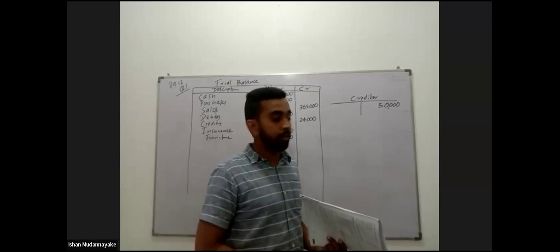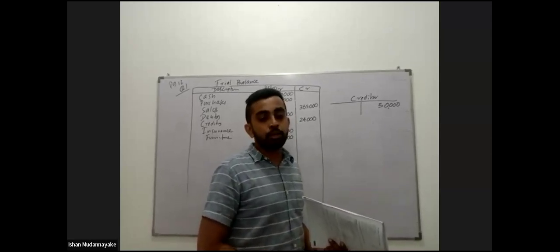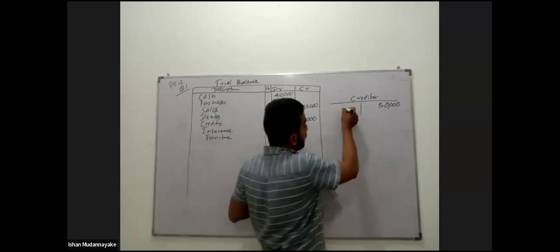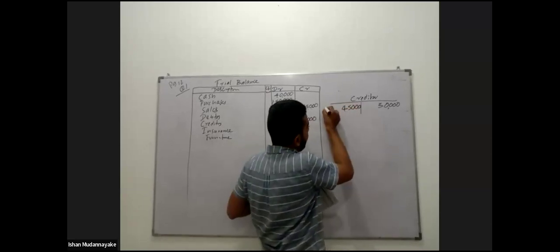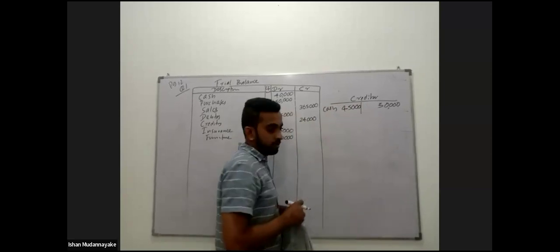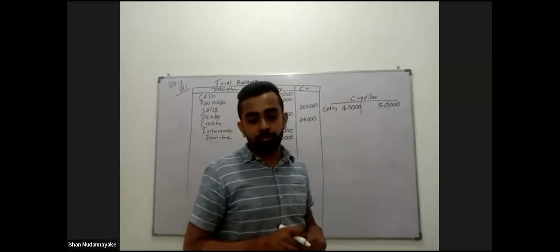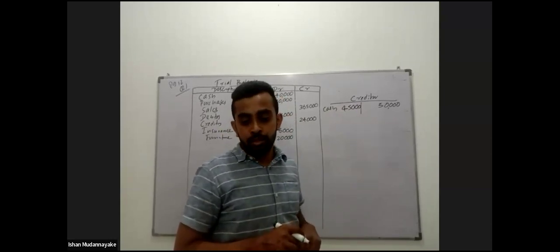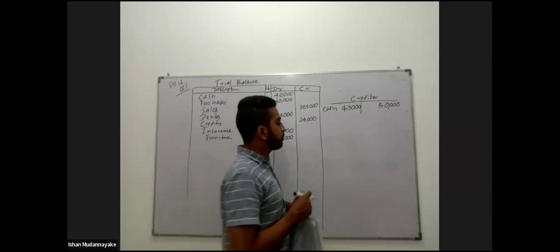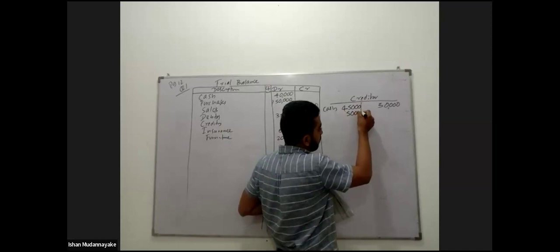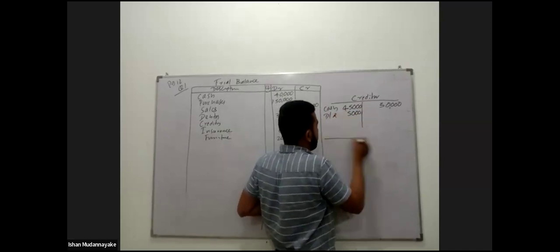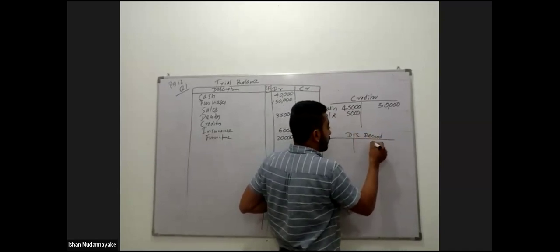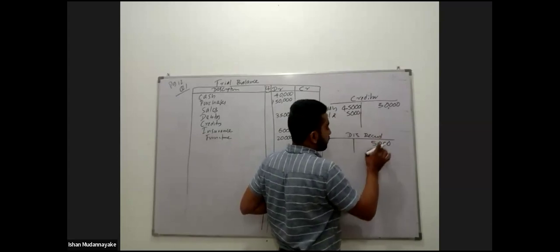Then 50,000 into 10%, how much? 5,000. Then 50,000 minus 5,000 is 45,000. You paid only 45,000. Then creditor account debit 45,000, cash book credit. Cash paid, cash book credit, creditor account debit. And then my supplier gave you a discount, discount received by your business. Creditor account debit 5,000, discount received income account credit 5,000.